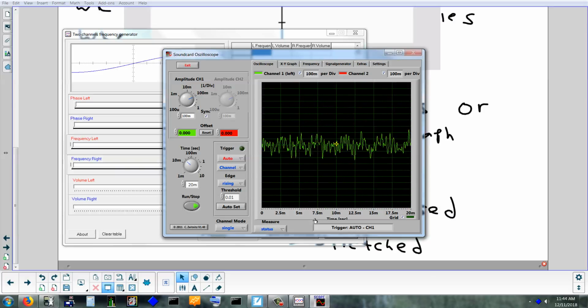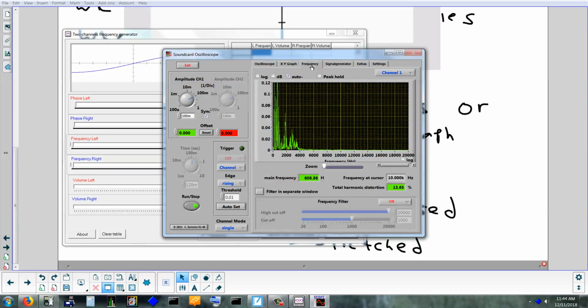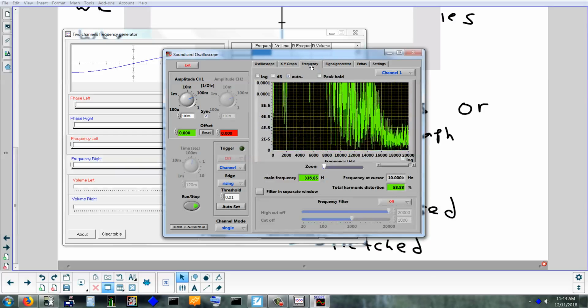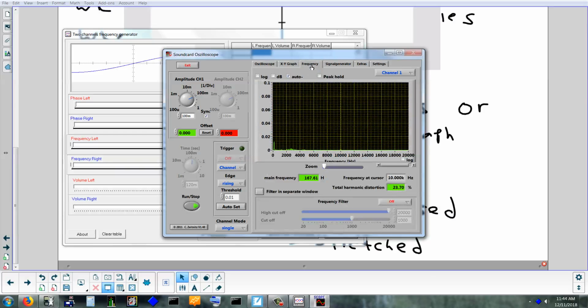See? No, I don't want that. But this is the thing, the main frequency. So if I whistle, it'll tell you what frequency I'm whistling at. Right now it's jumping all around because my voice is thousands of frequencies you're hearing at the same time, which is what makes my voice my voice. So if I whistle, you should see pretty much just one frequency, not jumping around, kind of a spike, probably around 2000 hertz.